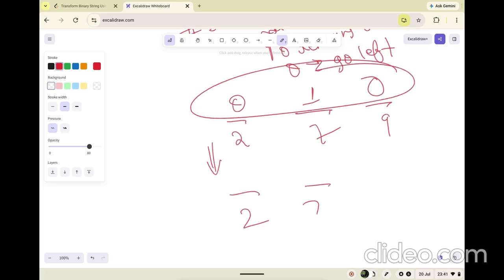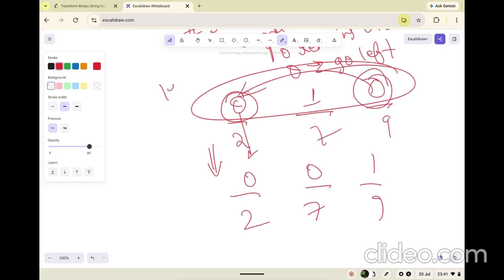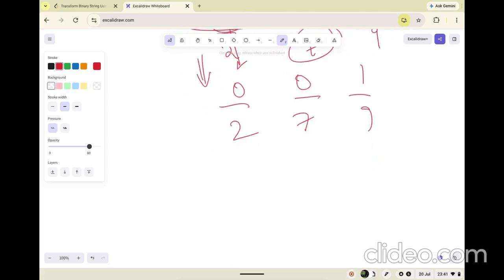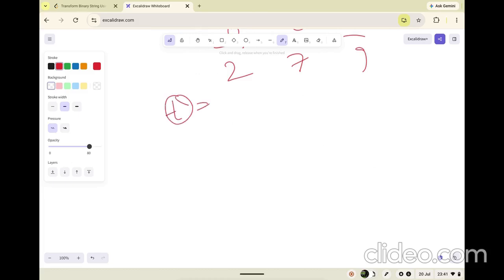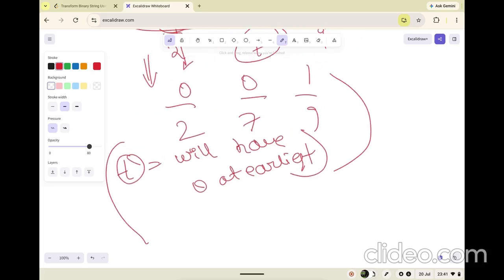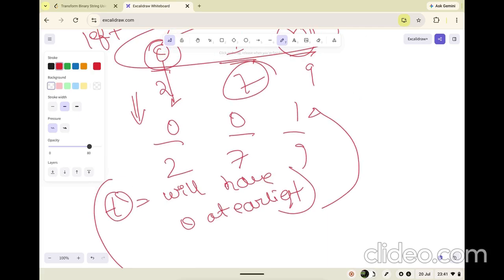2, 7 and 9 will have 0, 0 and 1. See how this 0 remained at this 0? This 0 went to the left of its position, right? Means 7. So the string T which you will form, T will have 0 at earliest. Yes or no? Is the proof clear to you? I have given a brief proof of why the greedy solution will work.